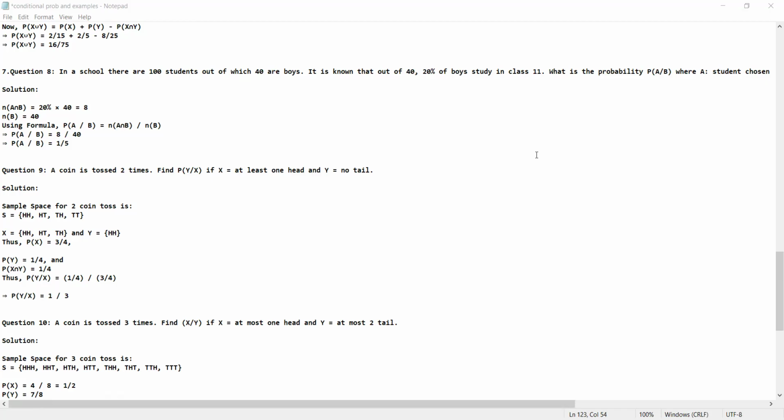Using the conditional probability formula, P of A given B equals P of A intersection B by P of B. What is the value of A intersection B? We already calculated it, we got 8. And what is the value for B? 40. So the probability of A given B equals 1 by 5. So that is the final solution.